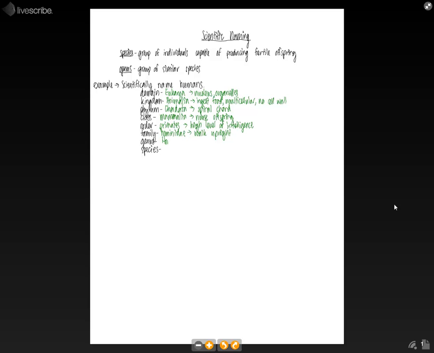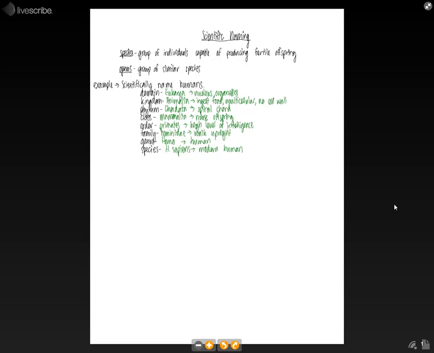And the genus is Homo, meaning human. And then the species, we would say H, and then we'd say sapiens, which is the modern human. So we are Homo sapiens.